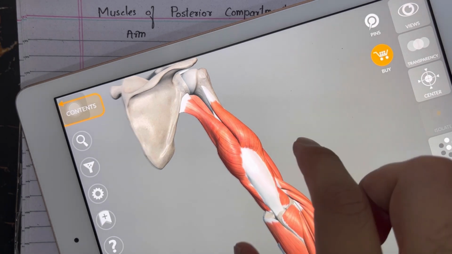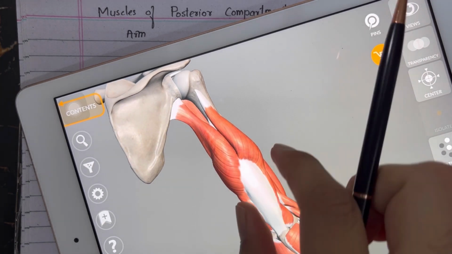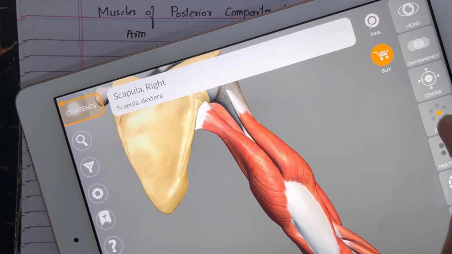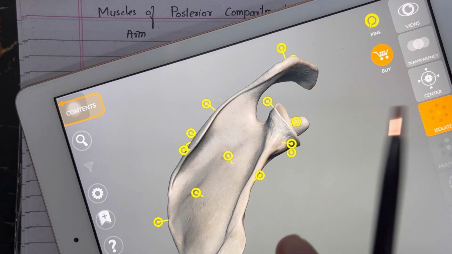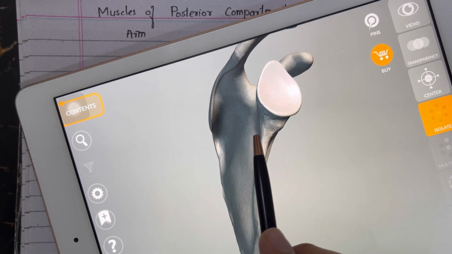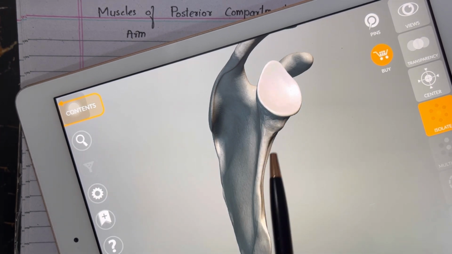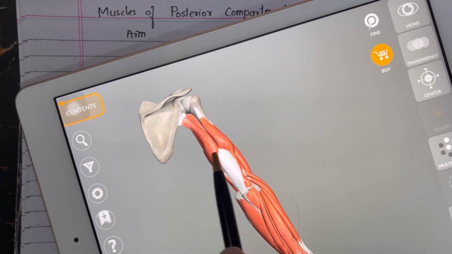Student, the origin of the long head is the infraglenoid tubercle. The infraglenoid tubercle is a rough elevation located inferiorly to the glenoid cavity. This is the glenoid cavity, and here this elevation is called the infraglenoid tubercle. So the long head of the Triceps Brachii muscle originates from the infraglenoid tubercle.